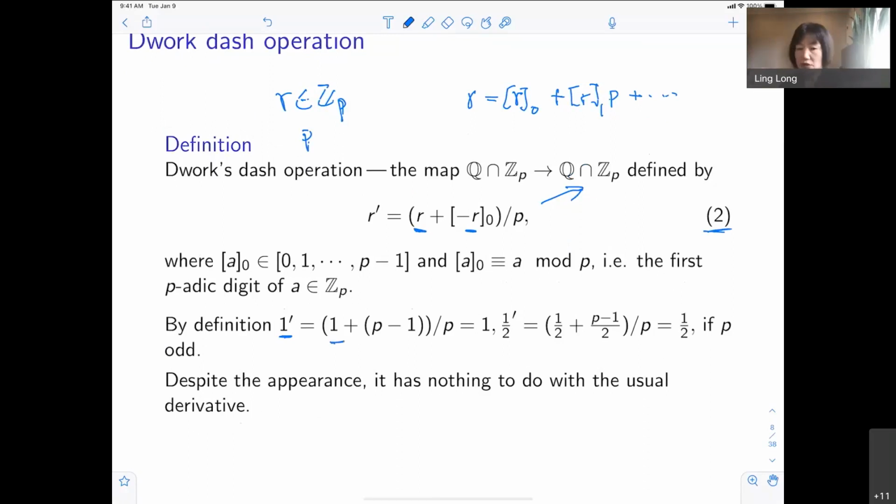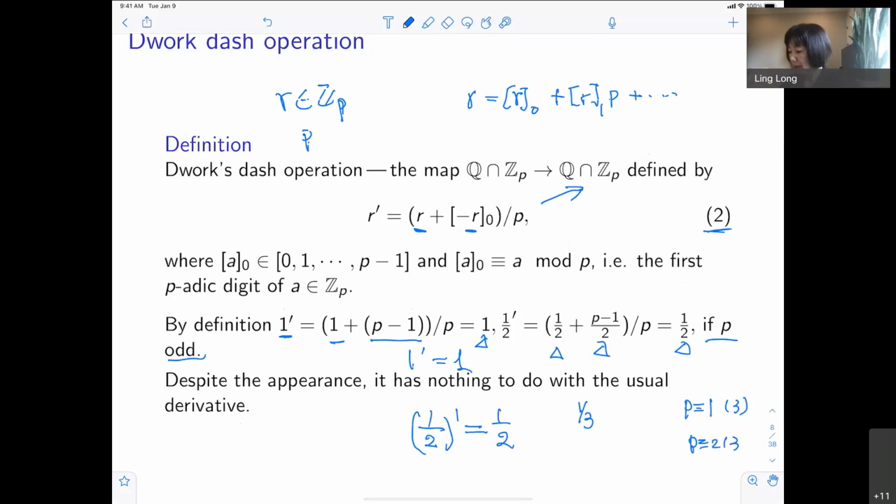By the definition, equation 2 over here, if I look at 1, its negation is -1. Look at the first digit, it's P minus 1. Dividing by P, I get 1 back. So 1 is a fixed point of the dash operation. If I look at 1/2, as long as P is odd, the computation is very similar. Its negation is -1/2. If I want to get the first digit, I will add P to the front, becoming P minus 1 over 2, so this is an integer. And the sum will be P over 2, divided by P, I get back 1/2. So this says 1/2 is also a fixed point of this dash operation. But if you get to 1/3, the story will be different, depending on whether P is 1 mod 3 or 2 mod 3.